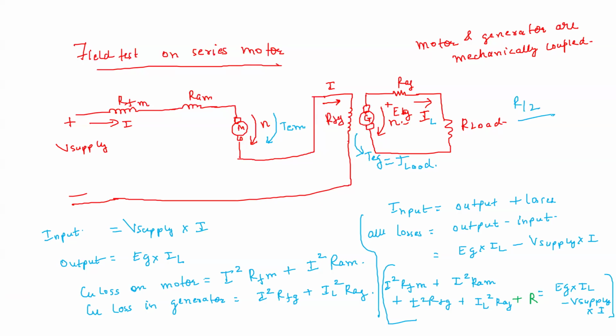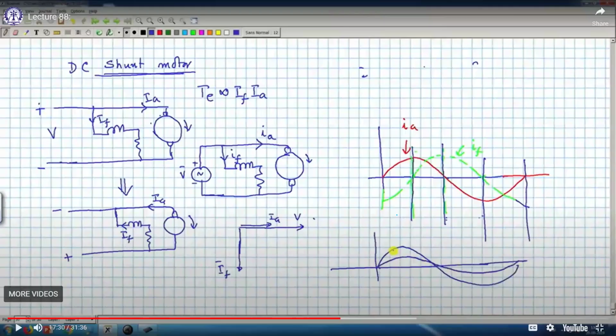This is exactly like how we do it in Swinburne's test and Hopkinson's test. When we do the no load test to find the rotational loss, it is the same way. Here we are finding the rotational loss, and then we can use this rotational loss in the efficiency calculation.